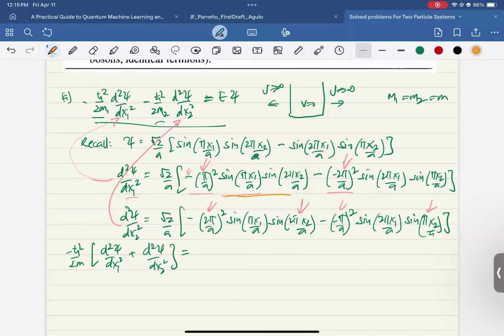Yeah. So itong term na ito, tsaka itong term na ito na pareho. So i-add lang natin ito at tsaka yan. Okay, so negative pi squared over a squared, minus 4 pi squared over a squared, and then sine pi x1 over a sine 2 pi x2 over a.